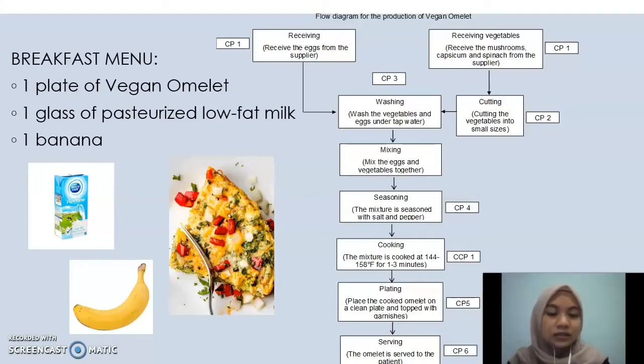The next step is plating, which is CP5. The cooked omelette is placed on a clean plate with a clean spoon and clean fork before it is served to the patient. The last step is CP6, which is serving, where the omelette is served to the patient.